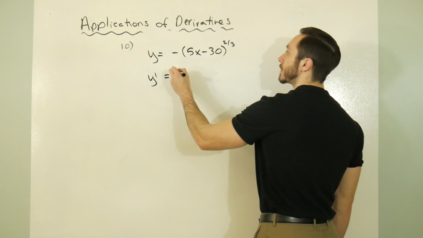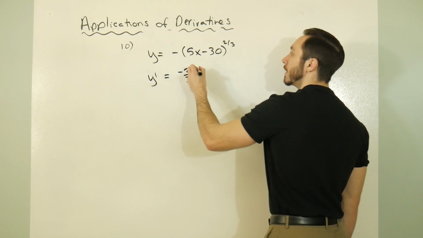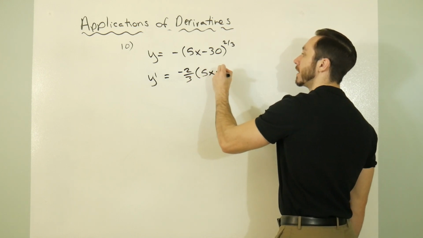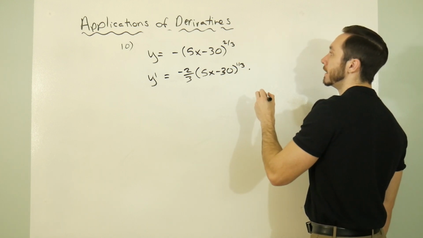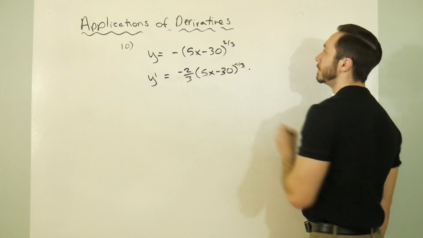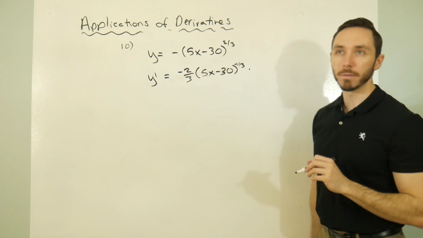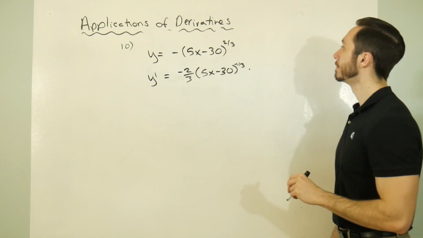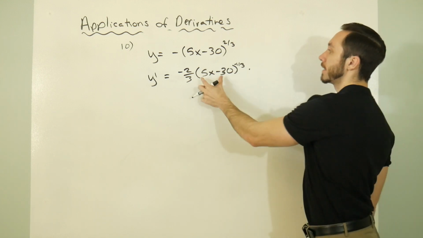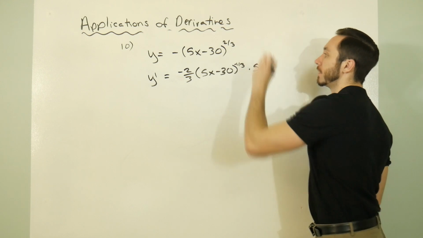So taking that first derivative, you get negative 2/3 quantity of 5x minus 30, all to the 1/3. And then we're multiplying by, or all to the negative 1/3, right? Because if we're subtracting off 1 from 2/3, 2/3 minus 1 is negative 1/3. So that's negative 1/3. And don't forget the chain rule, derivative of inner is just 5.